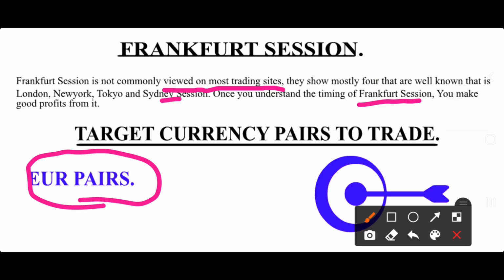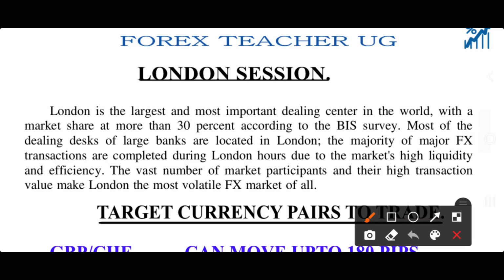So when we look at the London session, we see that it is the largest and most important dealing center in the world. With a market share of more than 30% according to the BIS survey, most of the dealing desks of large banks are located in London. The majority of major Forex transactions are completed during London hours due to the market's high liquidity and efficiency. By the way, this is a very good time to trade.